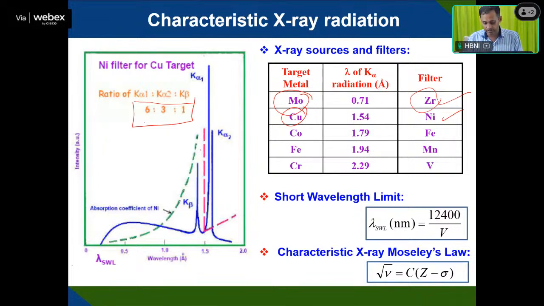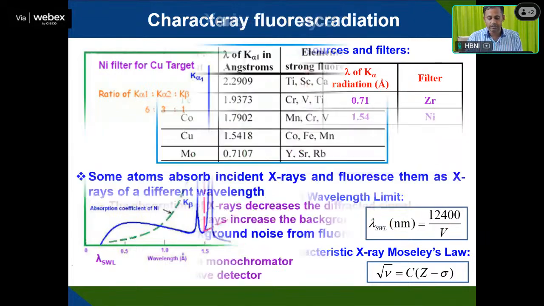So you have a short wavelength limit, lambda in angstrom equal to 12,400 divided by the voltage in volts. Whatever voltage you apply for the X-ray production determines the wavelength you will get. And the characteristic X-ray follows Moseley's law, that is, root of frequency (nu to the power half) equals Z minus sigma. So the characteristic X-ray depends on this.